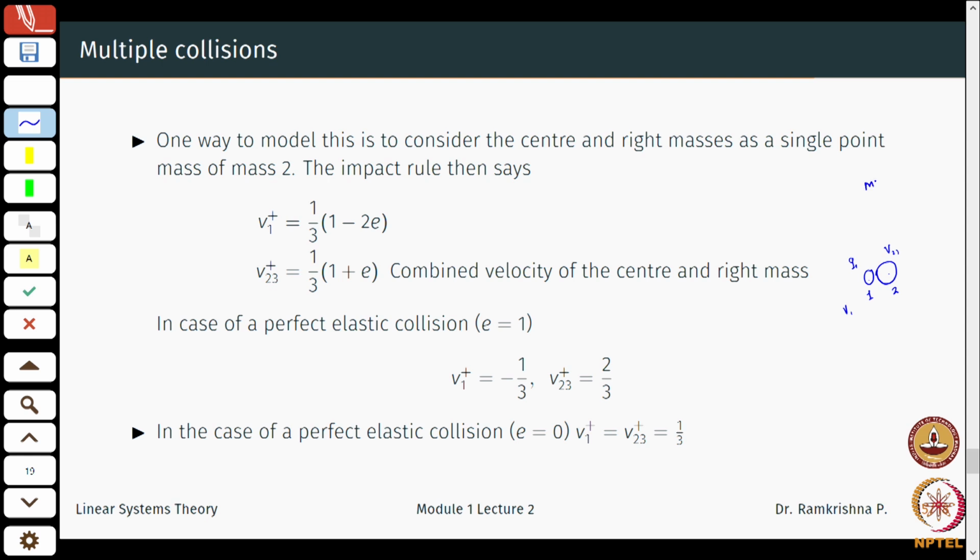So again, all the masses are 1. These expressions are easy to derive. In the case of a perfect elastic collision, we can expect this: the velocity of this one changes and this one becomes 2 by 3, and so on. Similarly in the case of a perfectly plastic collision, when e equals 0. I think we know a bit of this physics, so we will not delve too much into the details. Now, is this the only way to model?